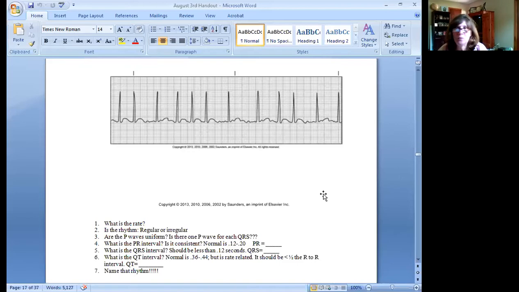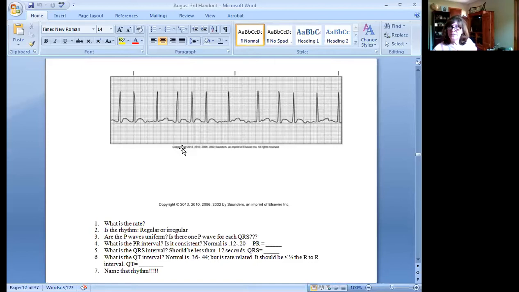There are no P waves present. You can't call those P waves. Therefore, you cannot measure a PR interval. My QRS is still skinny, so that's good news. QT, man, it's really obscured, to tell you the truth. I think I see it there, but not there. And it is a little faster, so if I could see the QT, it would probably be a little shorter than normal. Name that rhythm.